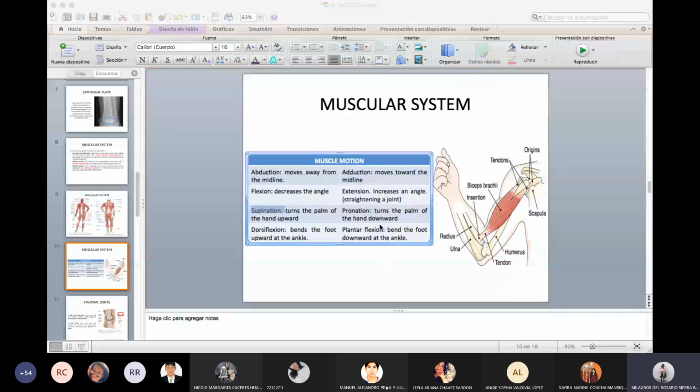When the patient is lying on his back, would that be a supine position or a prone position? It would be a supine position. Okay, very good. And on his belly, on his abdomen, on his front, that would be a prone position. And with your feet, you can do dorsiflexion and plantar flexion.